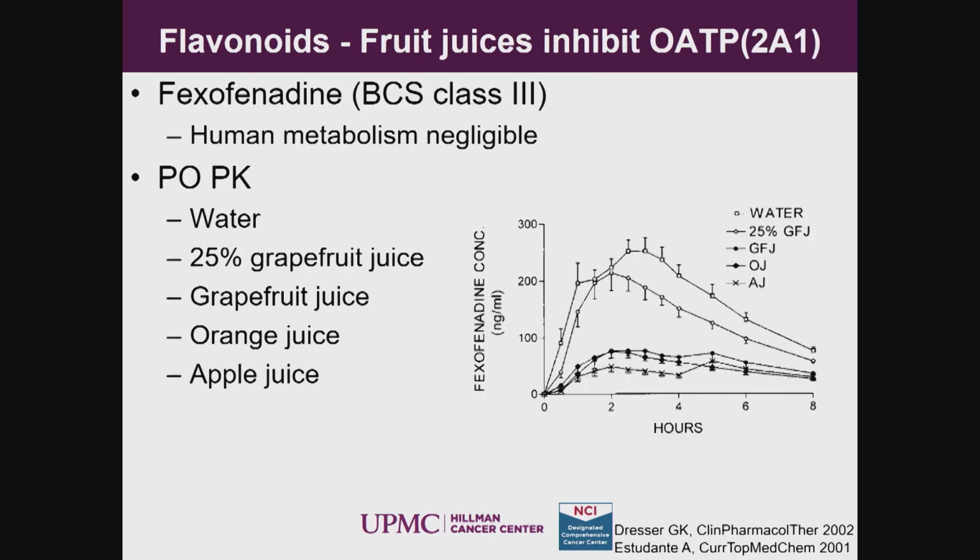So grapefruit juice is not the only fruit juice that causes interactions. Fexofenadine, which is a BCS class 3 drug with negligible human metabolism, was studied after water, the top curve, 25% grapefruit juice, so diluted, full-strength grapefruit juice, orange juice, and apple juice. And so all these juices quite extensively decrease the absorption of fexofenadine. So this is the opposite effect of what we just saw with grapefruit juice and felodipine. And so this is because of inhibition of the influx carrier, OATP, by components in these juices.